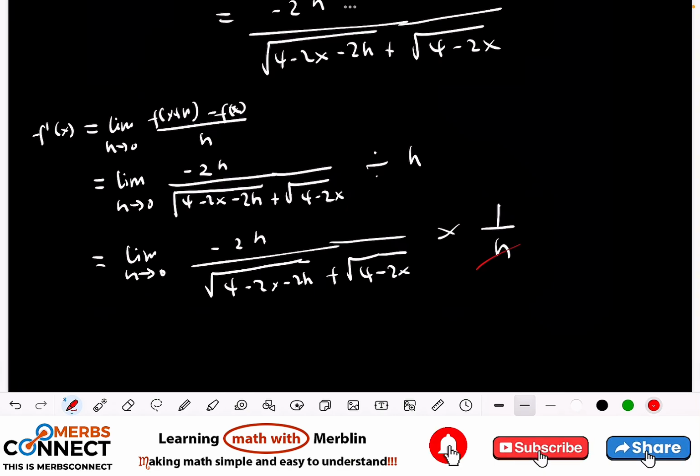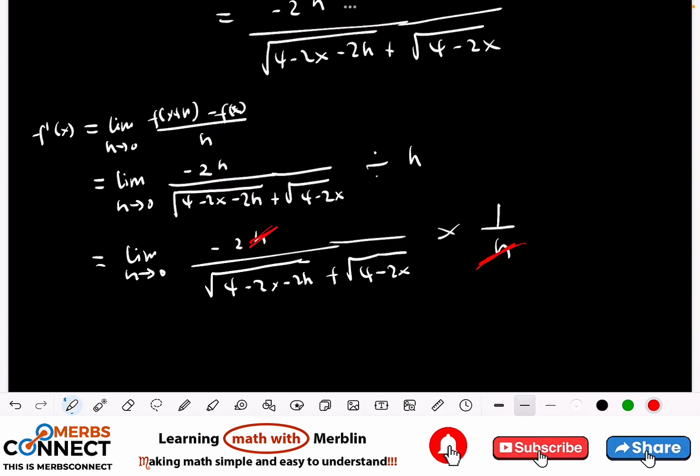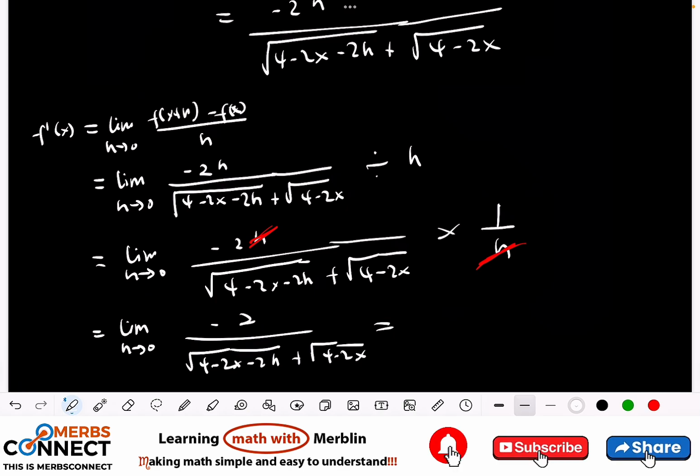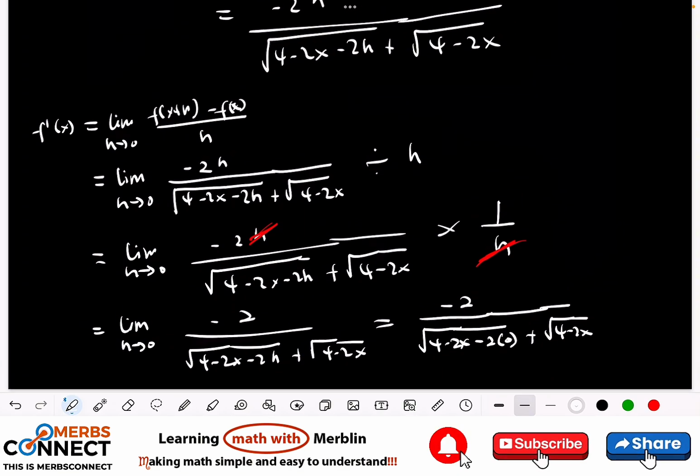Then h will cancel the h, right? So that now when h cancels h, then I'm happy because now I can plug in when h is approaching what? 0. So this is going to give us limit h is approaching 0 of minus 2 divided by root of 4 minus 2x minus 2h plus root of 4 minus 2x. So now I can plug in h is approaching 0, right? So minus 2 divided by root of 4 minus 2x minus 2 times 0, and then plus root of 4 minus 2x. So what are we going to get here?